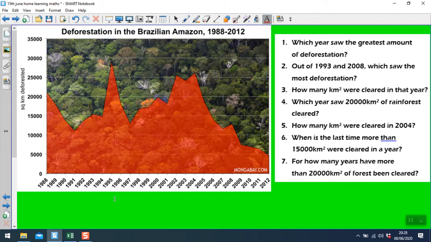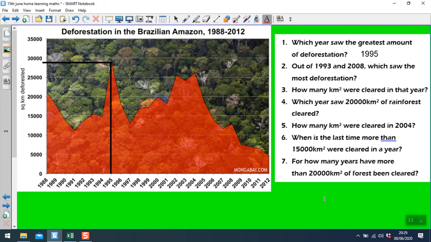This is now a line graph, and it's showing deforestation in the Brazilian Amazon as time goes on. It's a continuous line graph. Which year saw the greatest amount of deforestation? Deforestation is the number of trees that have been cut down or burnt. So we're looking for the tallest. Let's just draw a line going across for the peak there. And we're looking at the year, which are all along the bottom. And that was 1995.